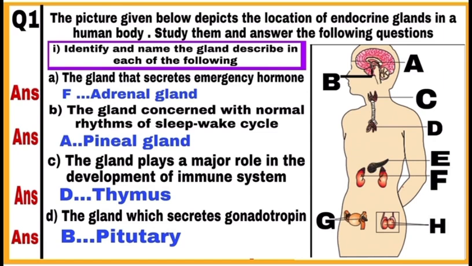D part. The gland that secretes gonadotropin. It is B in the diagram. Pituitary gland. Anterior pituitary secretes gonadotropic hormones like LH and FSH, luteinizing hormone and follicle stimulating hormone.